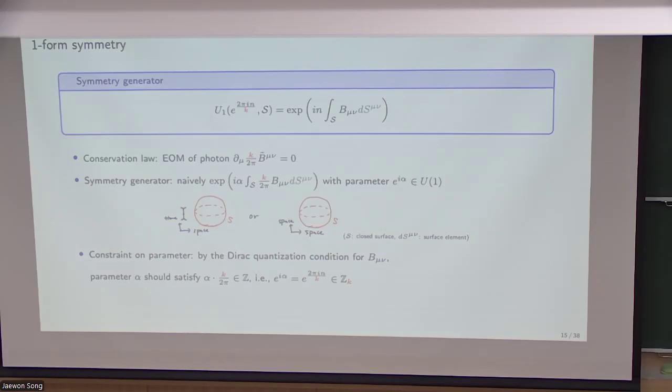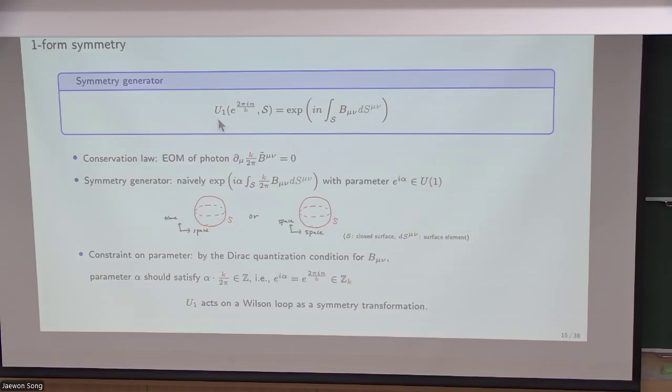However, there is a non-trivial constraint on this parameter alpha by the Dirac quantization condition for B mu nu. As in the case of the electric charge quantization for A, the coefficient of B mu nu should be an integer. So alpha times k over 2 pi should be an integer, so alpha is Z_k valued. So we have this symmetry generator.